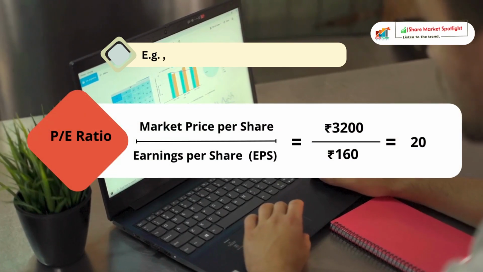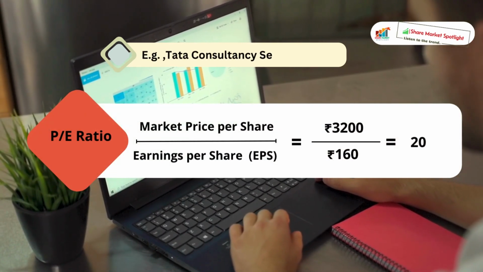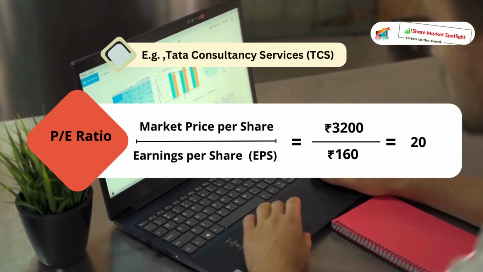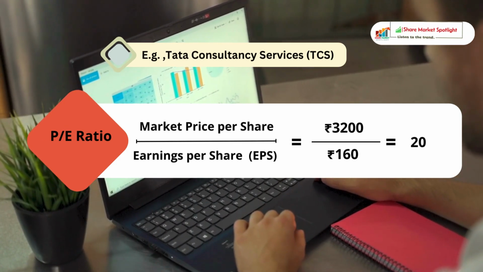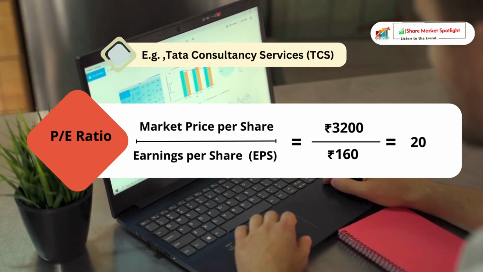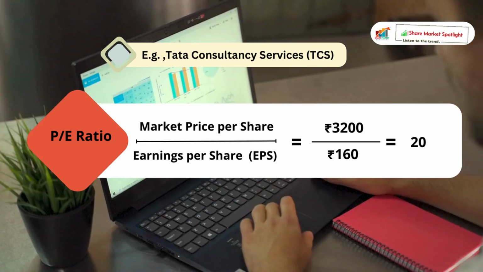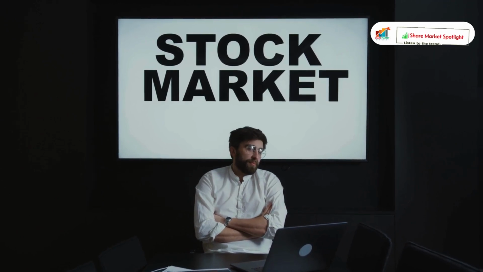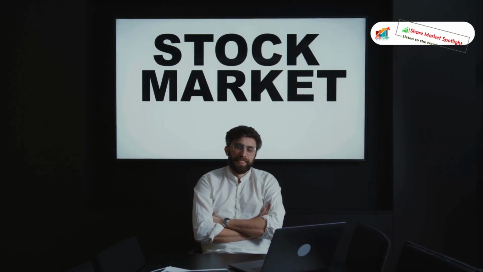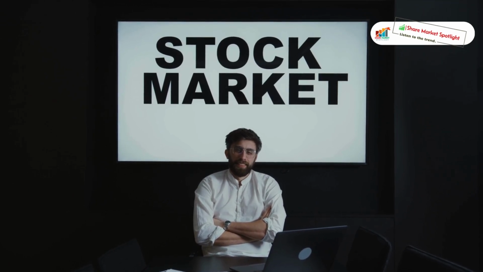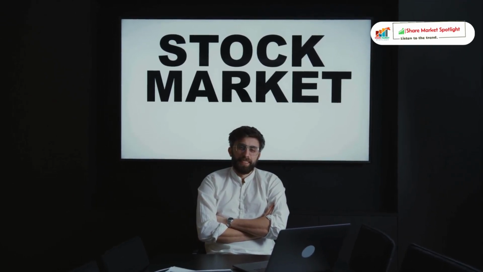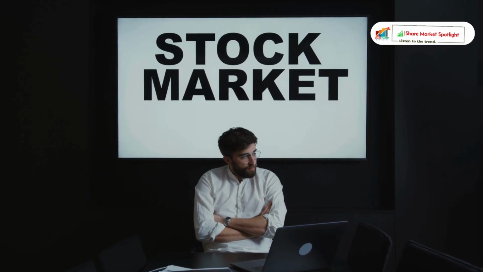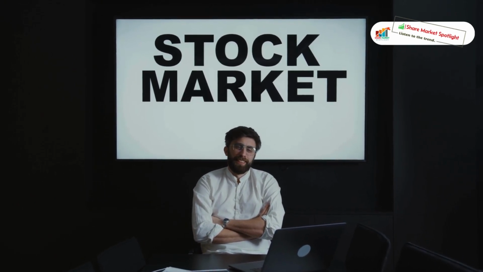For example, let's take Tata Consultancy Services, or TCS. Suppose TCS's share price is 3,200 rupees and its EPS is 160 rupees. The PE ratio would be 3,200 upon 160 equals 20. This means investors are willing to pay 20 rupees for every 1 rupee of earnings. A PE ratio of 20 might suggest that TCS is fairly valued compared to its earnings, but it should be compared with industry peers like Infosys or Wipro for context.